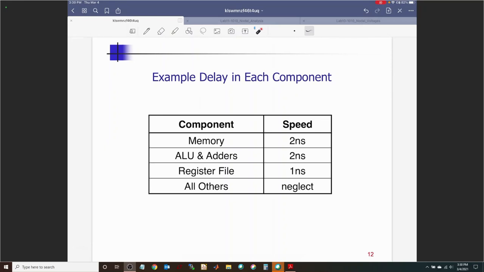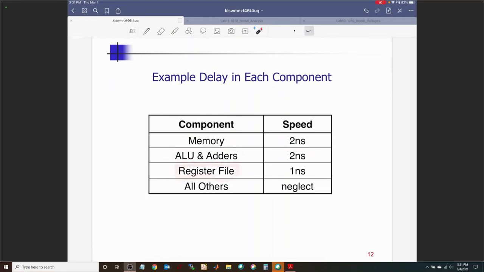And it will have a direct impact on the fastest clock rate we can have, highest clock rate we can have. So for memory access, the typical value is about 2 nanoseconds if you want to write to a memory or read from a memory. For ALU and adders to work through an instruction, you have 2 nanoseconds as the speed.